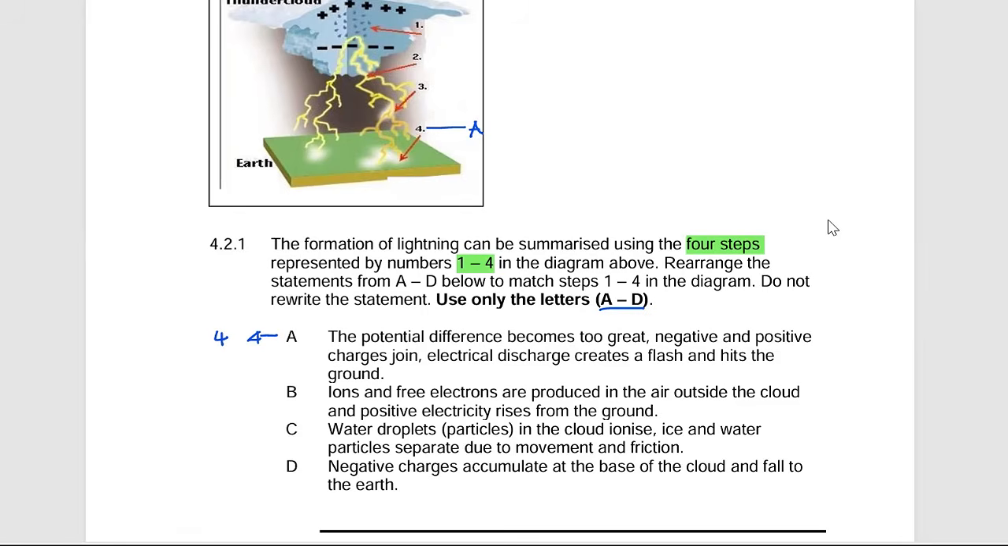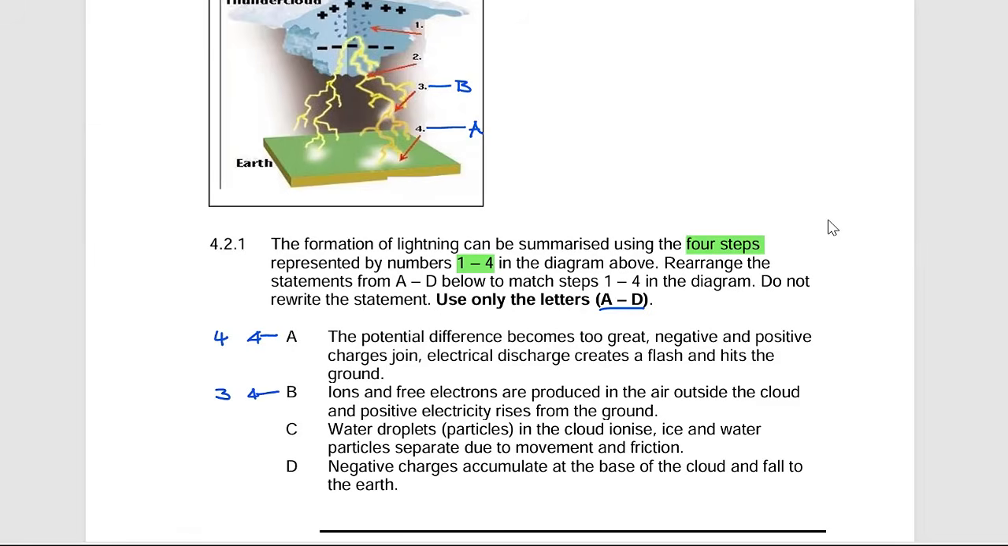Then our B reads: ions and free electrons are produced in the air outside the cloud, and positive electricity rises from the ground. So here I'm going to have my option B as number 3.